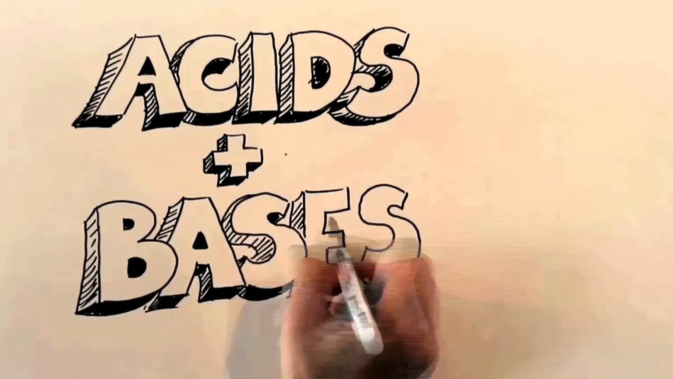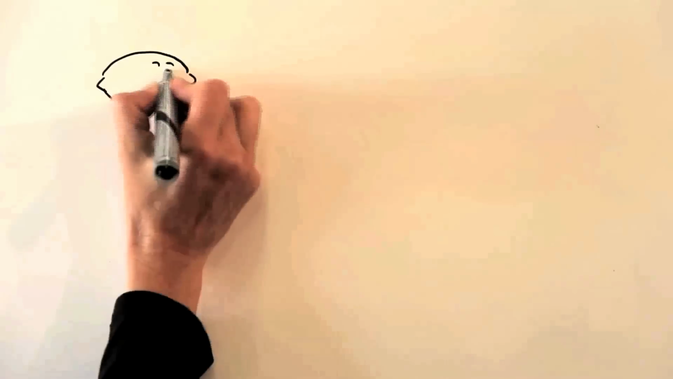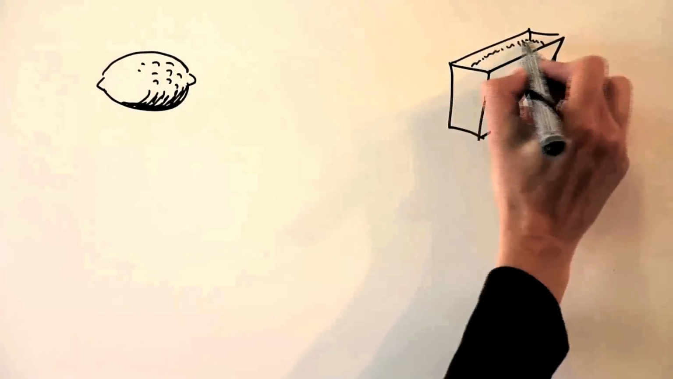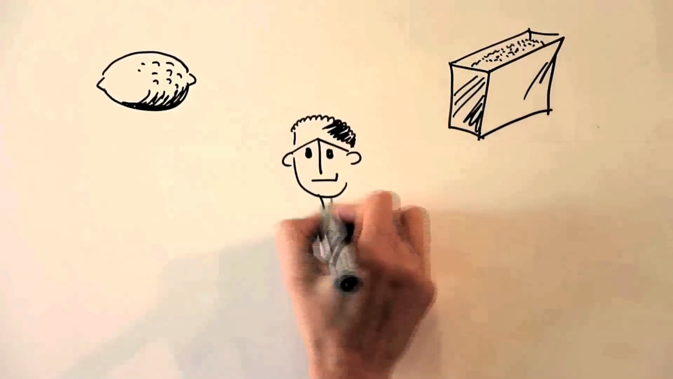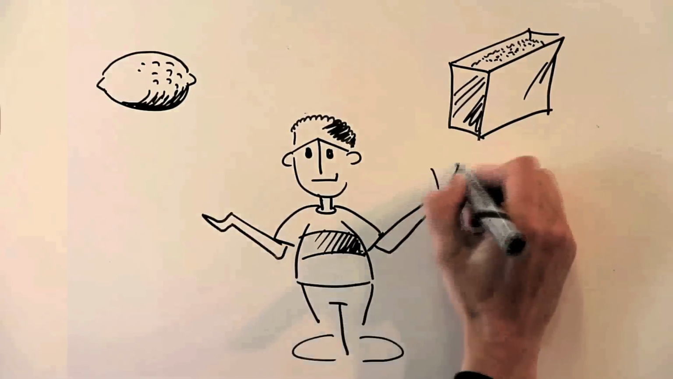Acids and bases. A lot of people can tell you that a lemon is an acid and baking powder is a base. But if you ask them what an acid is and how it's made, they can't really give you an answer.